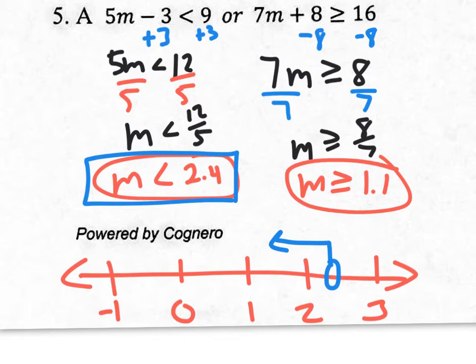Now, if we go to the other one, I'll go with this one in black here. m is greater than or equal to 1.1. So 1.1 is really close to 1. And it's a solid dot. Agree? Let me make the solid dot bigger. That one says m is greater than or equal to 1.1. So that one's going this way. Does that make sense?